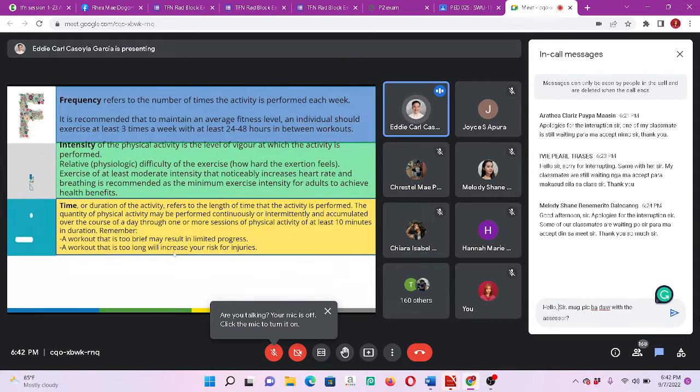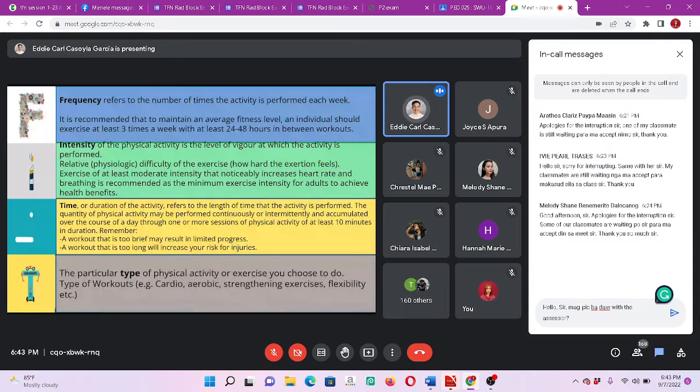Okay, so let's continue. For time duration again, 30 minutes, kindly write it in your paper. Okay, and then for the last T, this would be your type, or the specific type of exercise or physical activity that you choose to do. So for example, there are 2 types of exercise prescription, one for cardio. So you need to choose one specific exercise only for cardio. Okay, it's up to you as long as that exercise can help improve your cardio.